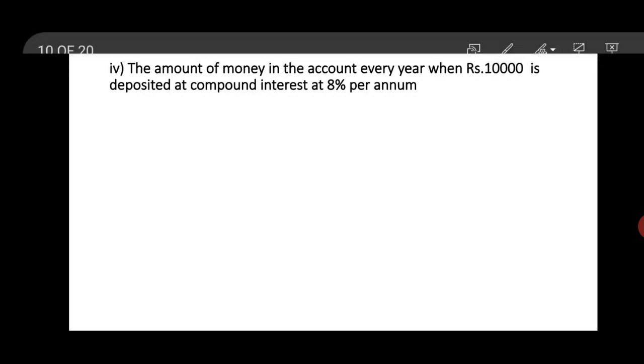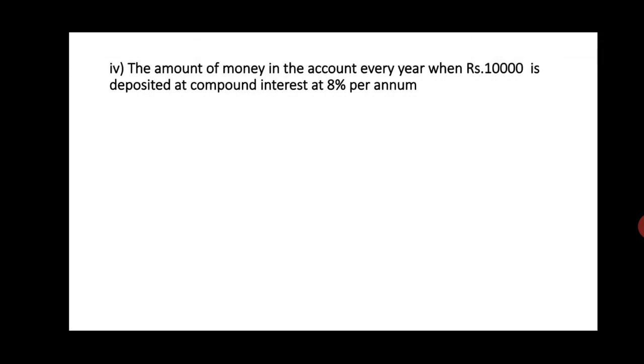Again, next problem, third problem, do it yourself. I will solve the fourth problem. The amount of money in the account every year when rupees 10,000 is deposited at compound interest at 8% per annum.